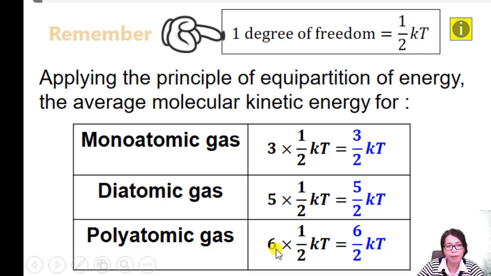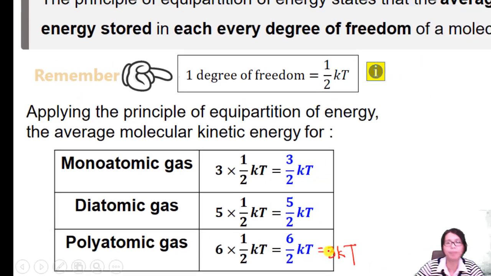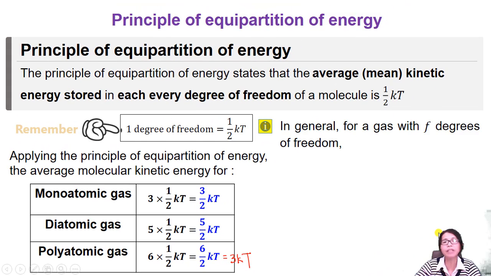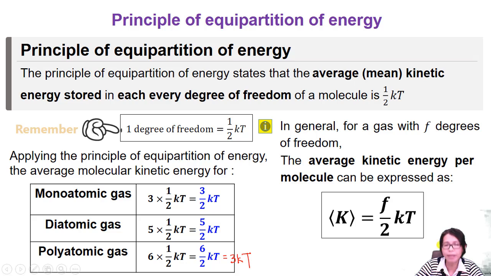Polyatomic gas, because it has 6 degrees of freedom, each degree of freedom contributes half kT. So total up, they are going to have 6/2 kT. So 6/2 kT is also equivalent to 3 kT, because 6 divided by 2 is 3. So in general, for a gas with F degrees of freedom, we will find out that the average kinetic energy per molecule can be expressed as F/2 kT.